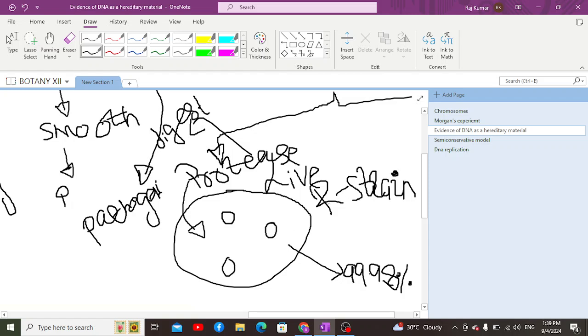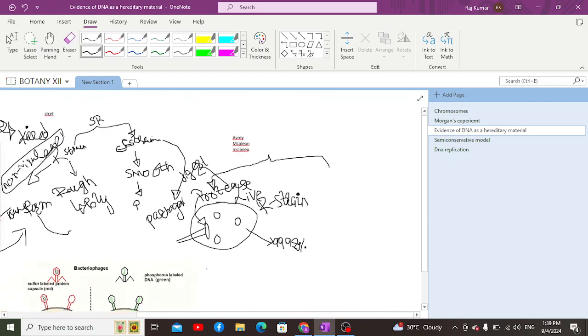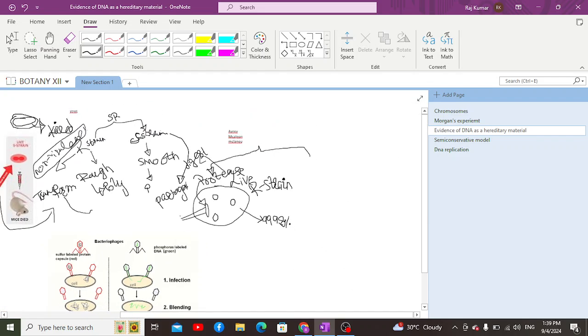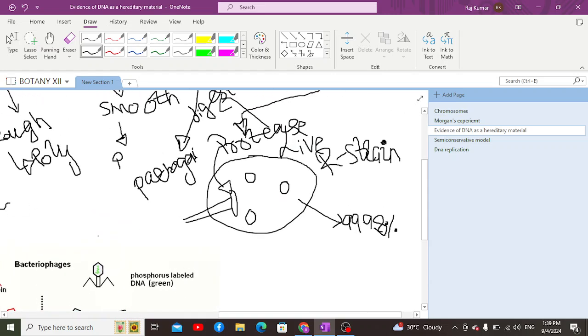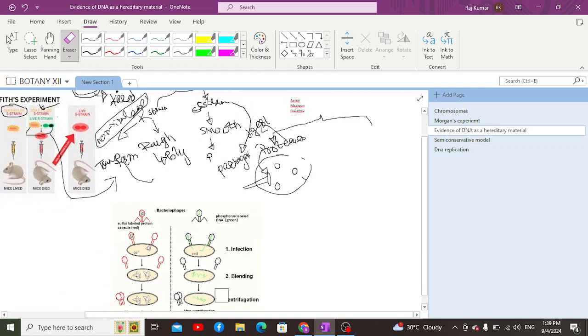Now, when the protein-free culture was injected into the mice, it still caused the mice to die, as a result of which we conclude that the transformation process was not hindered by the absence of protein, which means protein was not the hereditary material which caused the transfer of virulence from the S strain to the R strain.